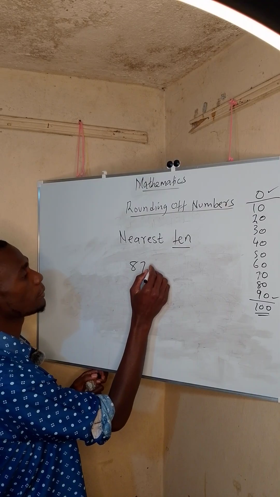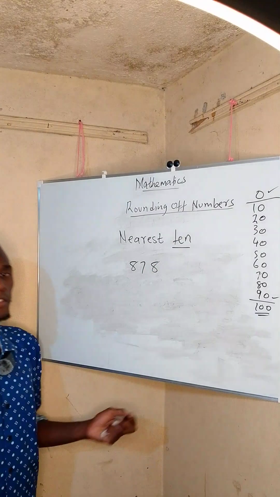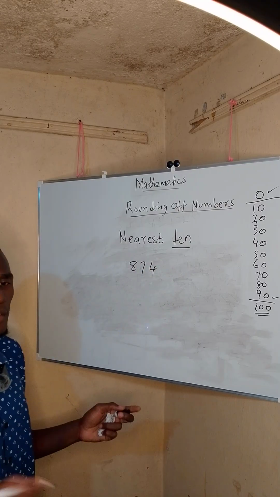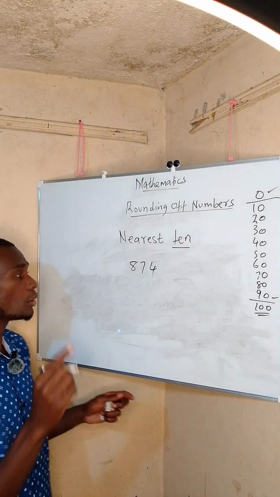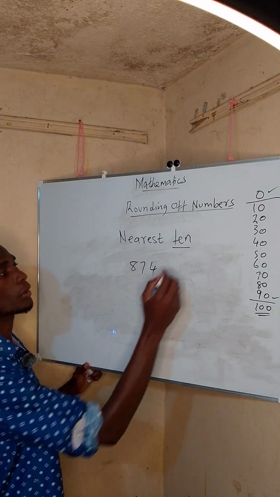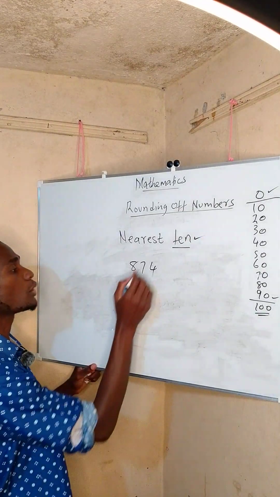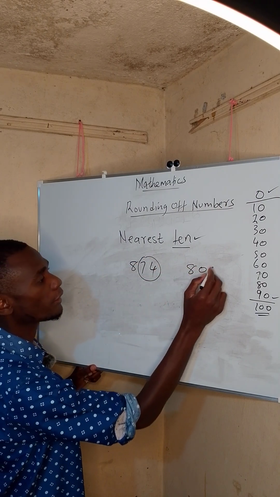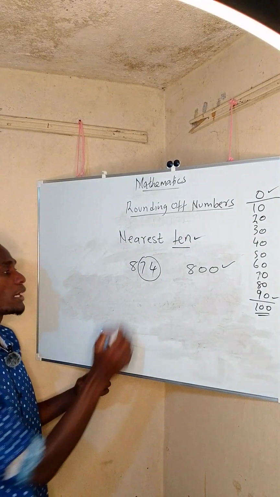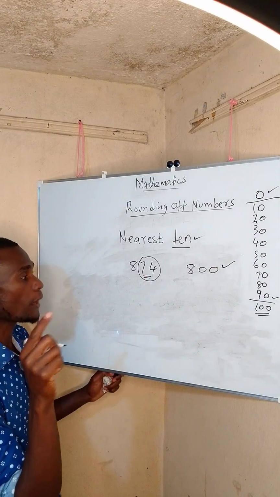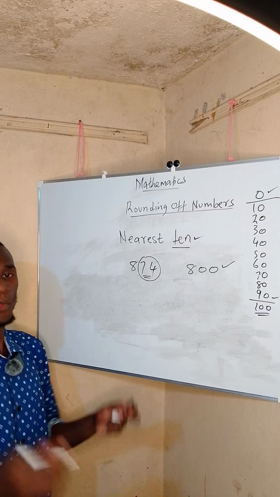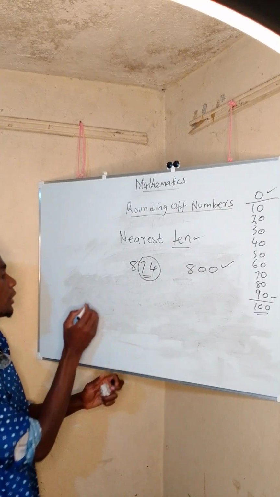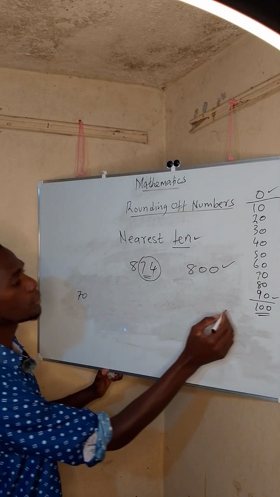So let's talk about maybe 874. Let me talk about maybe 74 now. Don't disturb yourself if the number is big. Ask yourself, we have been told to round off to the nearest 10. So you are busy with the tens. This 800, put it somewhere. So you are dealing with this 74. The same question: which two tens does 74 fall between? So 74 falls between 70 and 80.